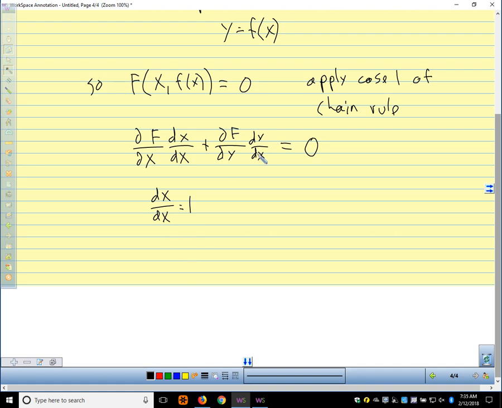So we can solve this for dy/dx. This is just a 1. dy/dx equals negative, because I subtract this over here, negative partial of f with respect to x divided by the partial of f with respect to y. So this is 1, so I subtracted this and divided by df/dy. And usually we're going to say this is minus f sub x over f sub y.